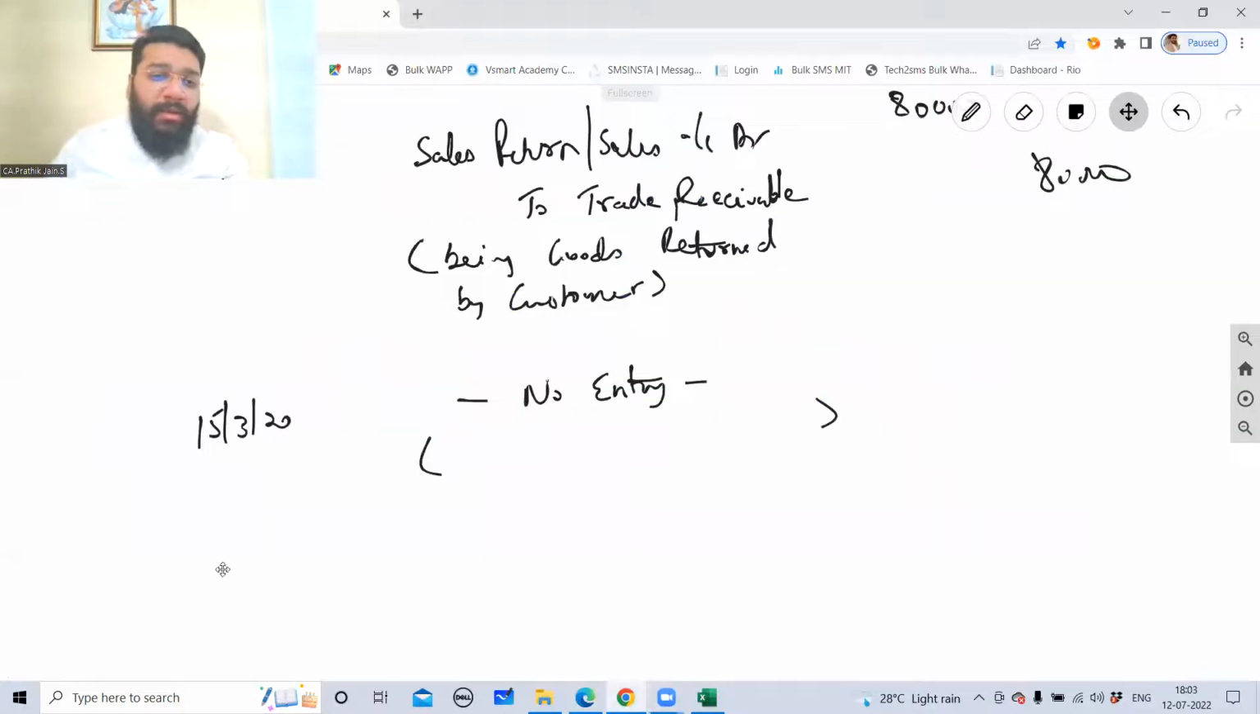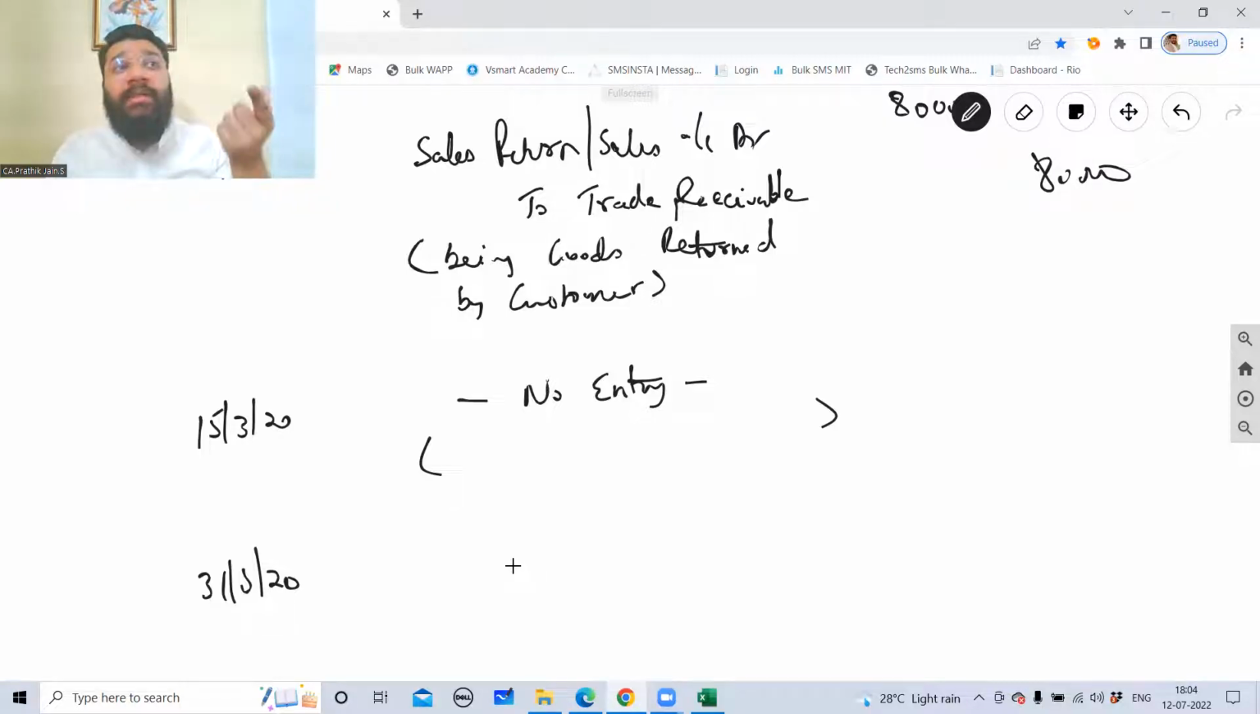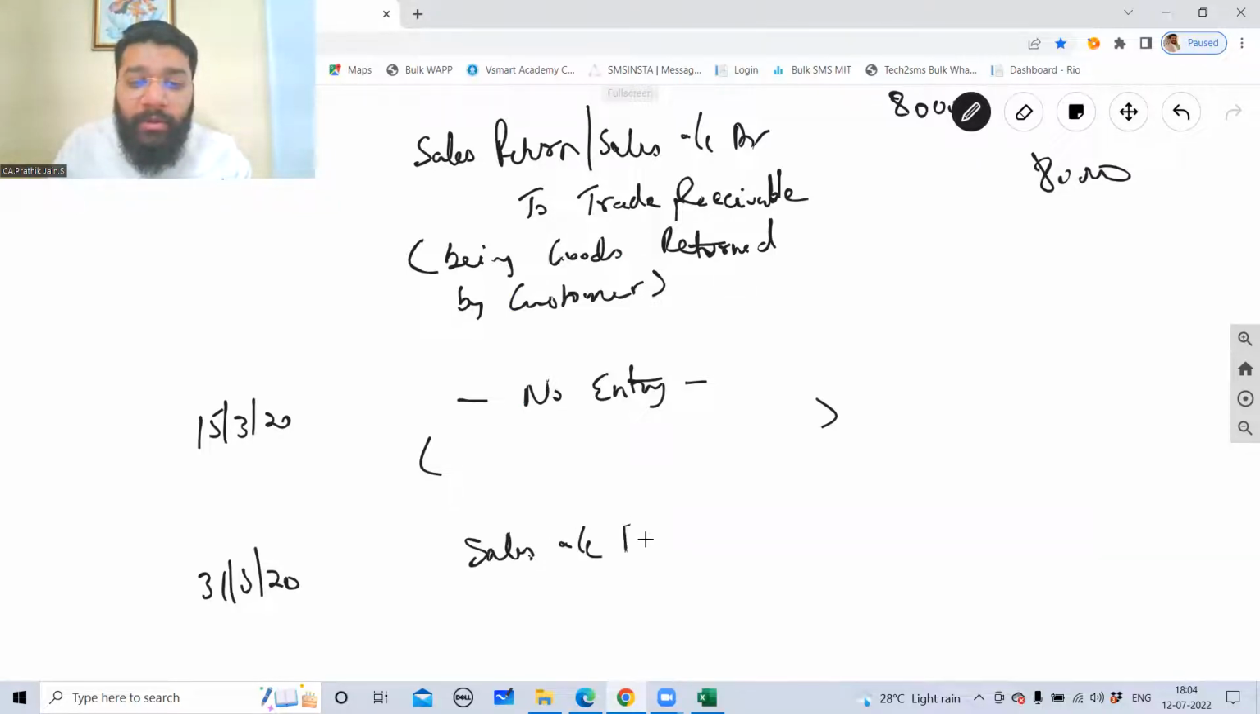In this case, on 31st of March 2020, one is the reversal. When I do reversal, you cannot write sales return. It will be sales account only. I've given the logic in the last class. So sales account debit to trade receivable.